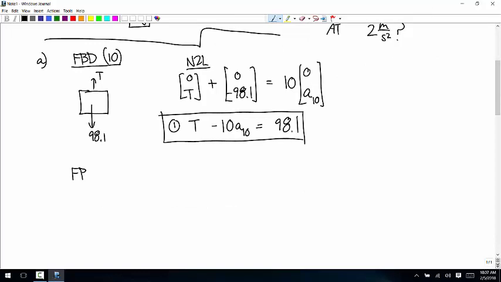And then free body diagram of the 5. Downward force of 49.05. Upward force of T, because that's the same cable. What assumptions are we making to assume that? Frictionless pulley. We are going to assume that the cable doesn't stretch. Massless pulley and massless cable. That seems like a lot of assumptions, but usually you get pretty good results with that.